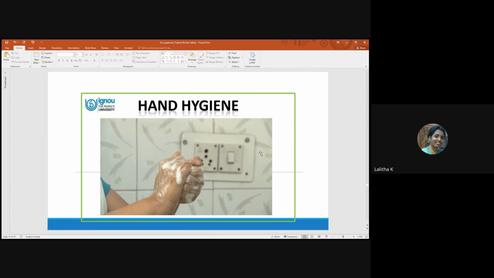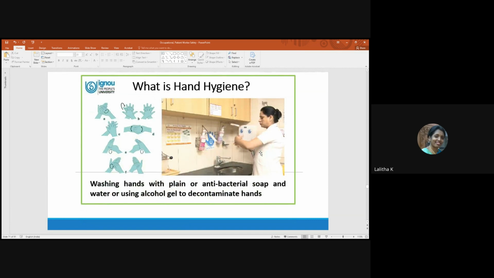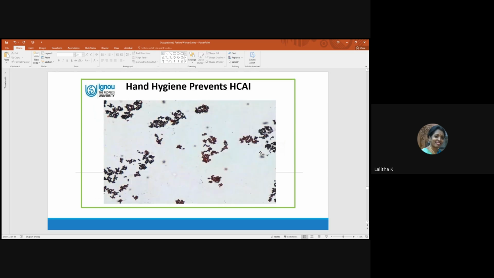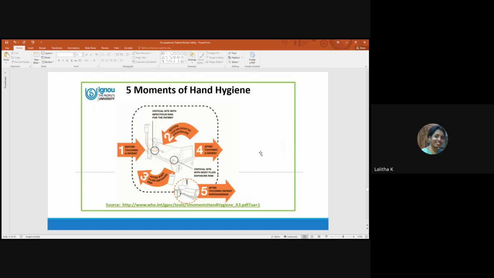Okay, coming to hand hygiene, a few slides on hand hygiene. Washing hands. What is hand hygiene? It's washing hands with plain or antibacterial soap and water, or using alcohol gel to decontaminate the hands. Any of this is called hand hygiene. If you do not do it, there are chances of hospital acquired infections. These are the pathogens seen on our hands, the cocci you can see, and hand hygiene prevents healthcare infection.